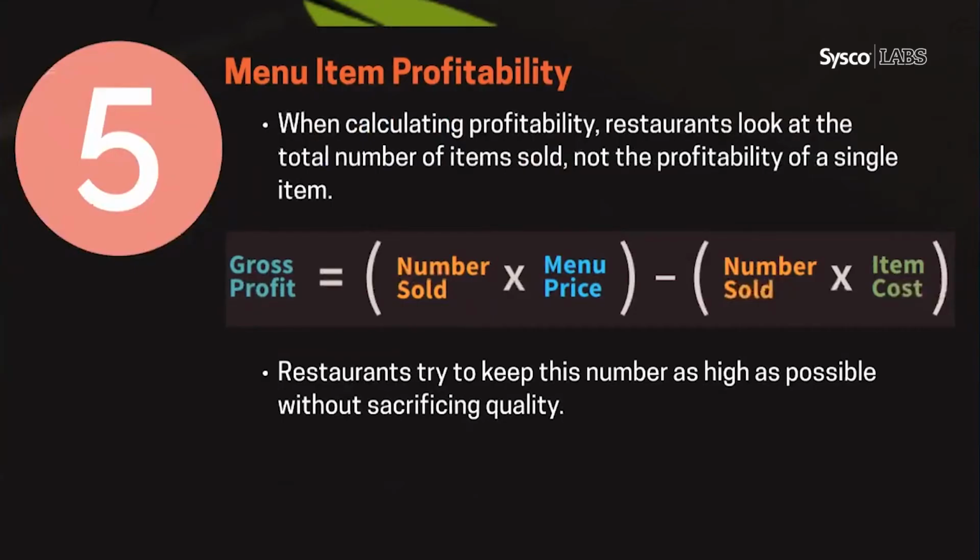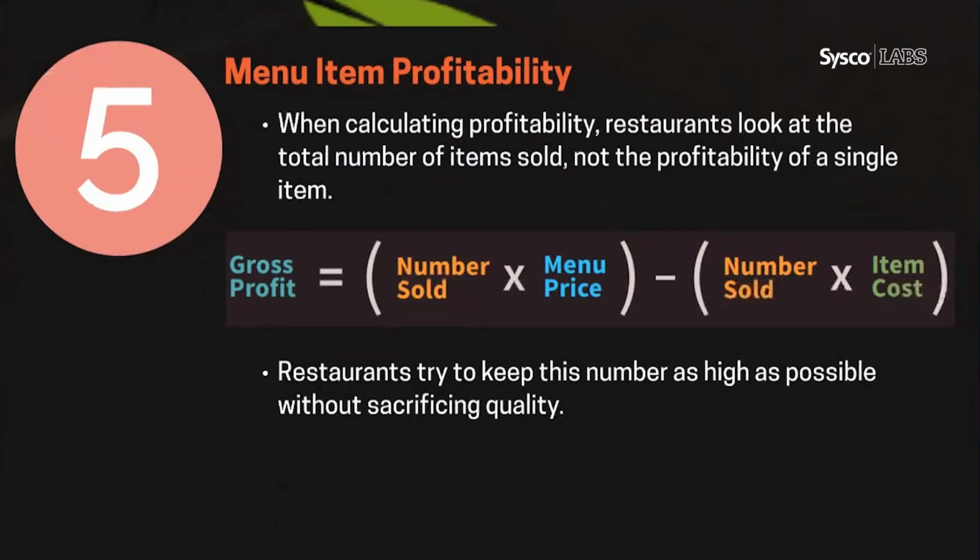Fifth one, menu item profitability. Now you have different types of menu offerings, right? Different types of dishes. For each of those dishes, you have to figure out what is my menu item profitability? So per that item, how much money am I making?